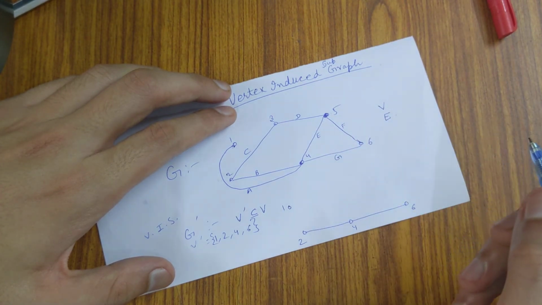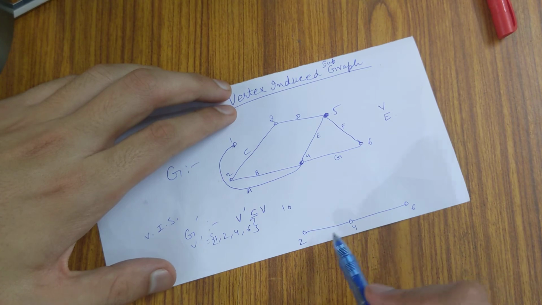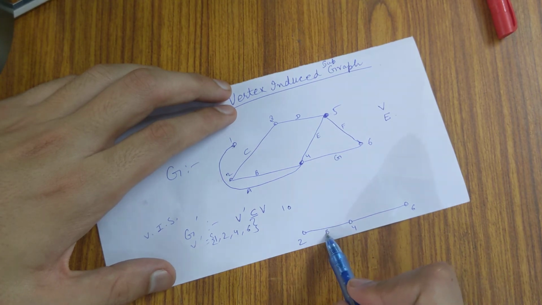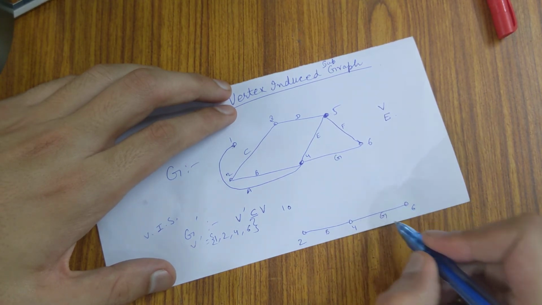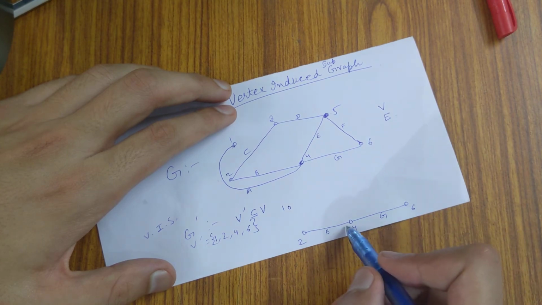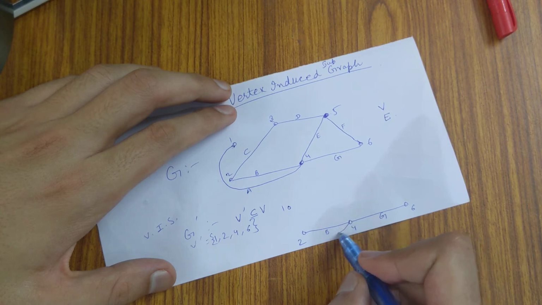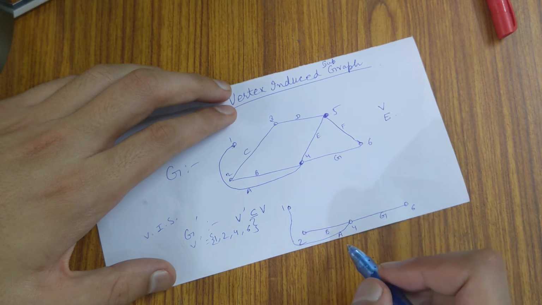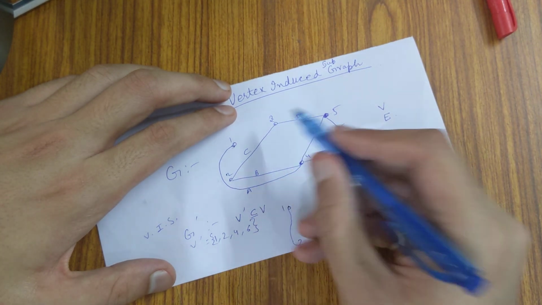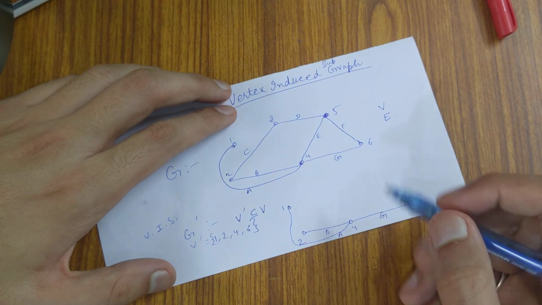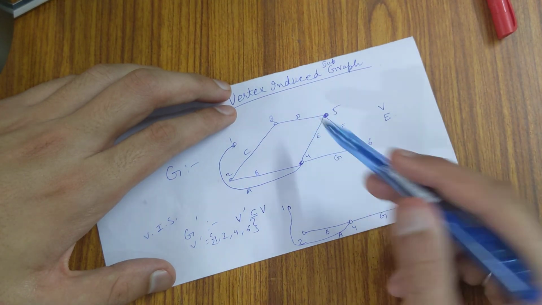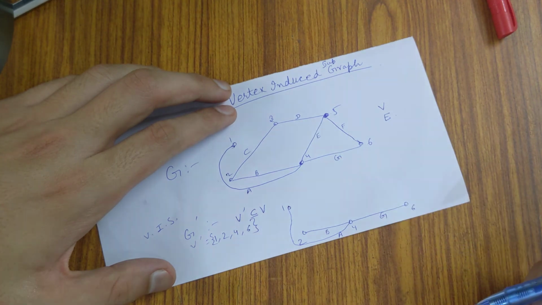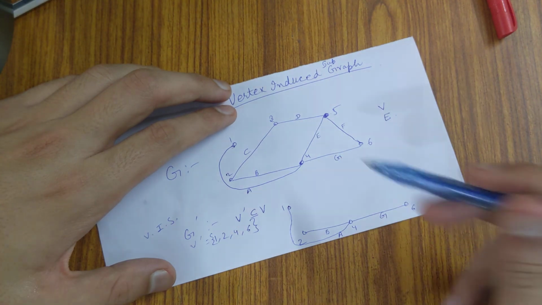Okay, so basically B is there, G is there, A is also there because 4 and 1 both are there. So let's say A is also there. Okay, C is not there because 3 is not part of the V dash. Again, D is not there because 3 is not part of V dash. Neither is 5.